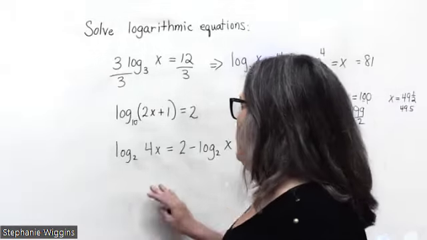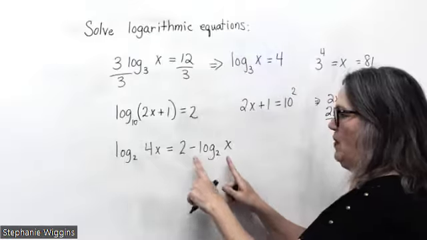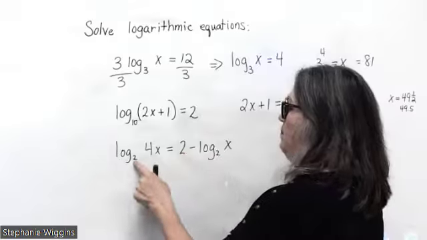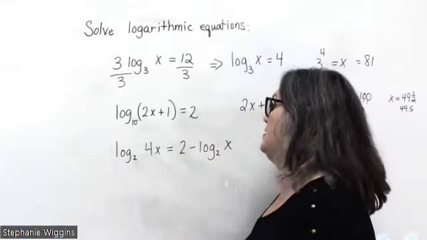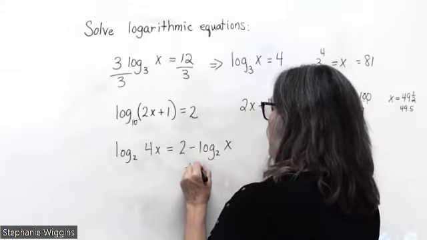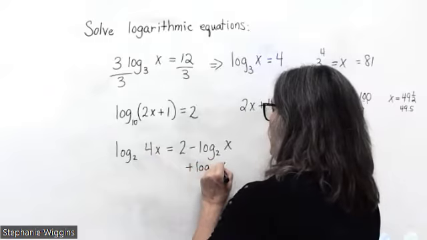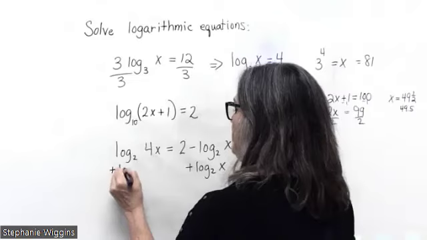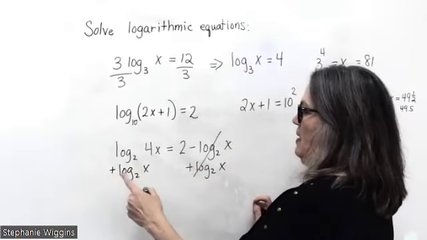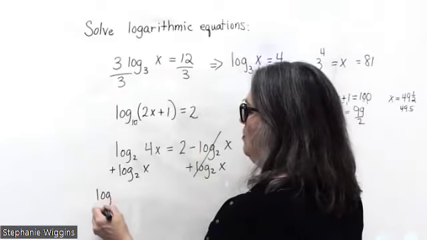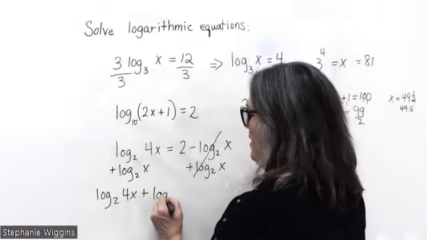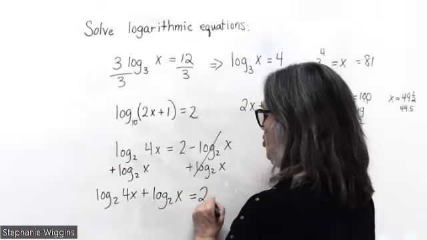Okay. In the third example, now you see we have more than one log. Make sure that the base is the same. You can't combine them if the bases are not the same. So I'm going to add log base 2 of x to both sides of the equation. And that gives me log base 2 of 4x plus log base 2 of x is equal to 2.